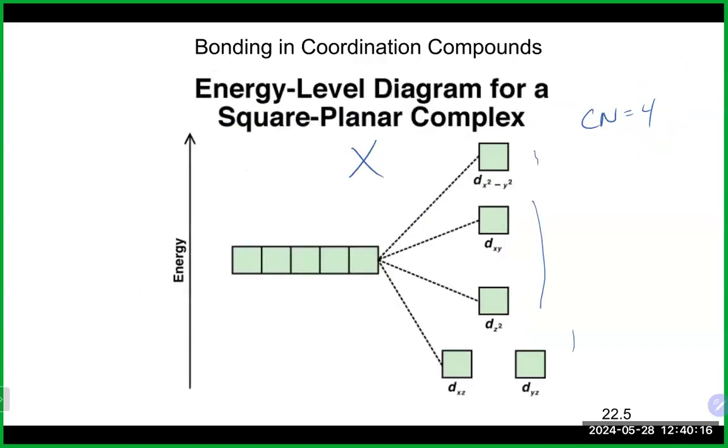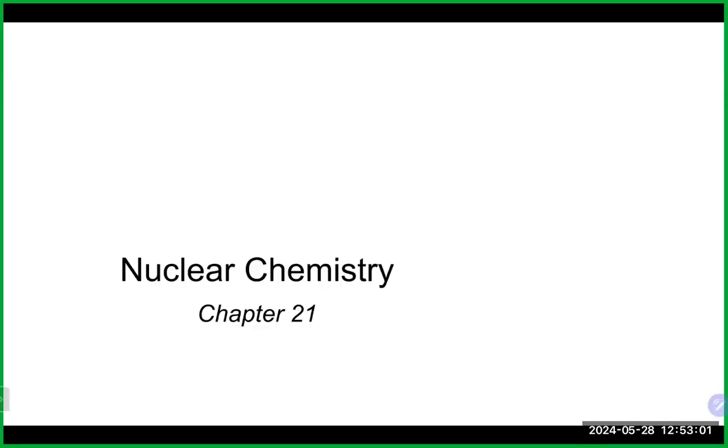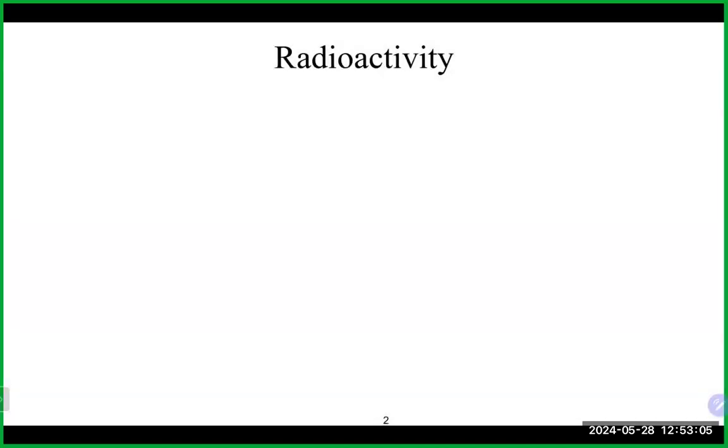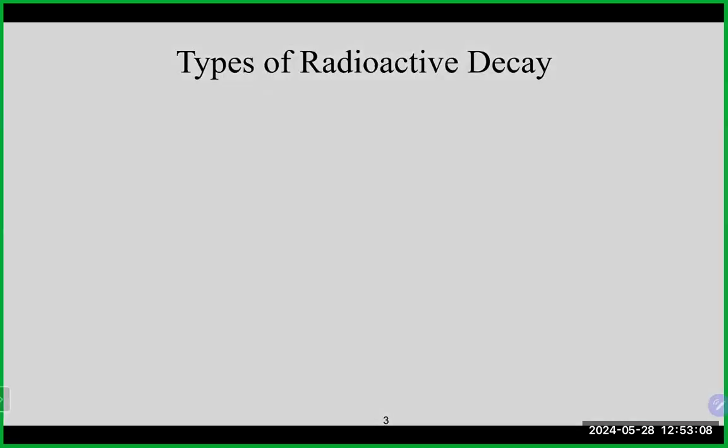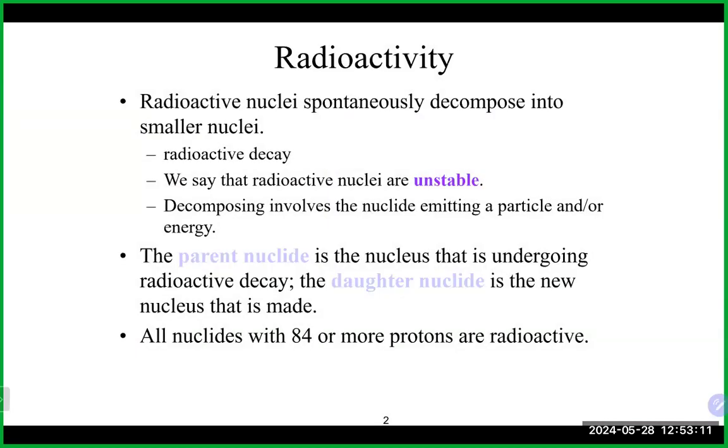All right, that wraps up this chapter here. Off to chapter 21, which is nuclear chemistry. And nuclear chemistry involves obviously radioactivity. Radioactive nuclei will spontaneously decompose into smaller nuclei through radioactive decay. And when something goes through radioactive decay, it is obviously unstable. It usually involves decomposition of the nuclide. The nuclide is the atom or the isotope that we're talking about. It usually will involve some type of emitting of particles, and a lot of times a lot of energy is given off in these processes.